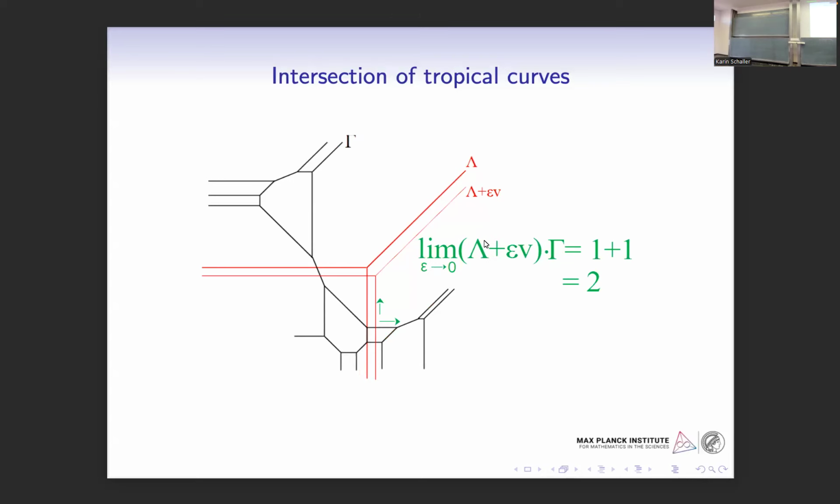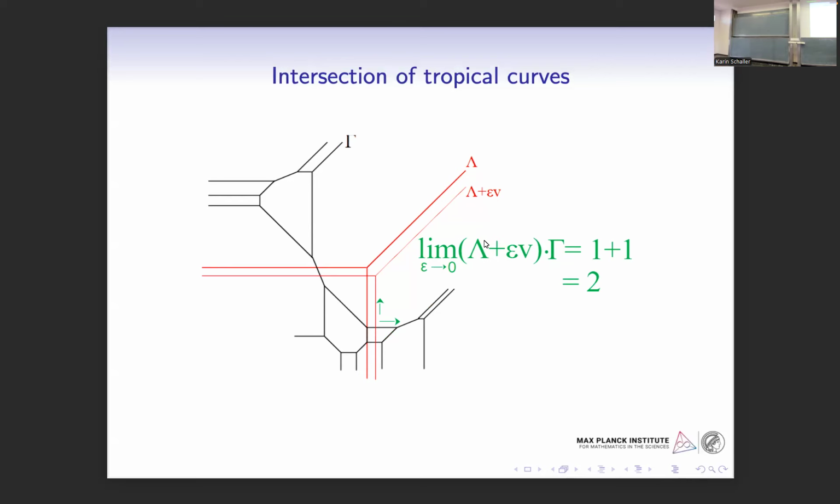If I perturb the line in a different direction, I still get 2 intersection points, but the direction vectors are different. So in this case, it would still be 1 plus 1, but there might also be cases where I move to maybe 1 intersection of this. This is not obvious. It's part of the theorem.